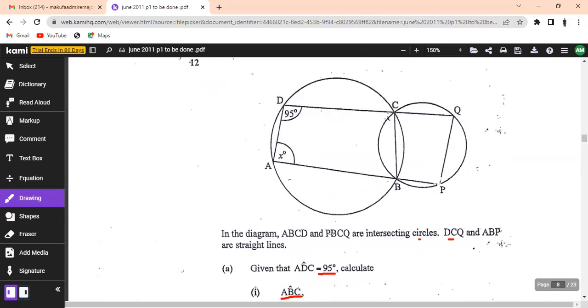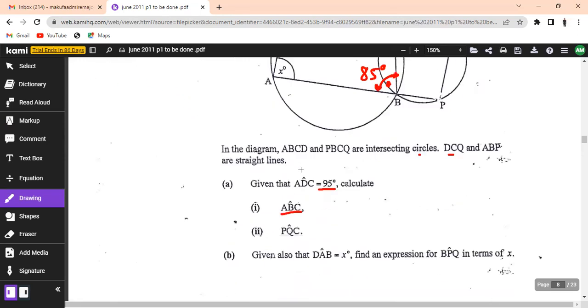So let us locate our angle here, A to B to C, which means we are referring to this angle here. Take note, guys, this is a cyclic quadrilateral. All the vertices are on the circumference of a circle. So we are going to simply subtract this from 180 degrees because we know that opposite angles of a cyclic quadrilateral are supplementary. That is, they add up to 180 degrees. So this angle is going to be 85 degrees, just like that. So that's your 85 degrees here.